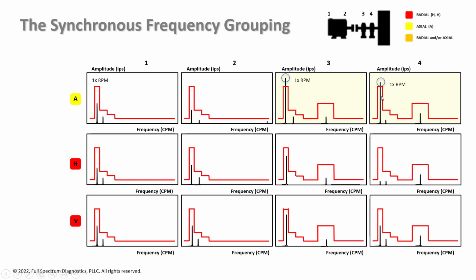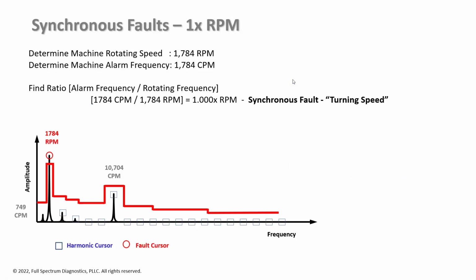I'm showing that same look to the data at position 4. The horizontal direction looks fine, the vertical direction looks fine. So there's something going on in the axial direction at bearings 3 and 4 on the fan, and we know it's in the synchronous grouping. So what does that mean to us?